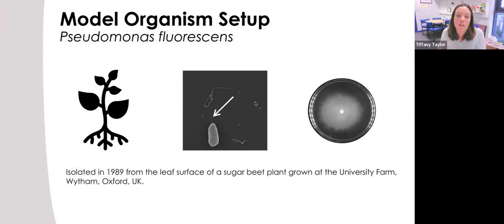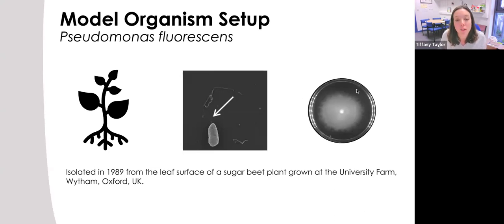So we look at this process of the evolution of gene regulatory network rewiring using an experimental evolution system, and our model organism of choice is Pseudomonas fluorescens. This is a gram-negative rod-shaped bacteria. It was isolated from the leaf of a sugar beet plant in Oxford in 1989. So it's very well lab adapted and well enumerated. And it has a swimming flagella, or multiple swimming flagella, that it uses to swim through its environment.